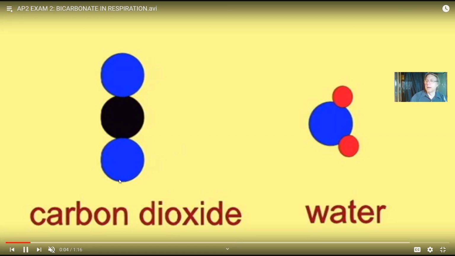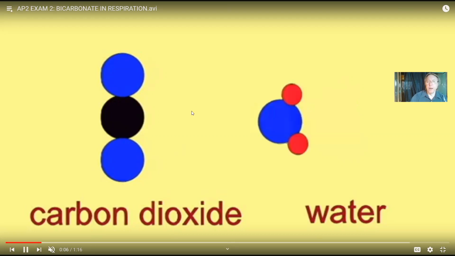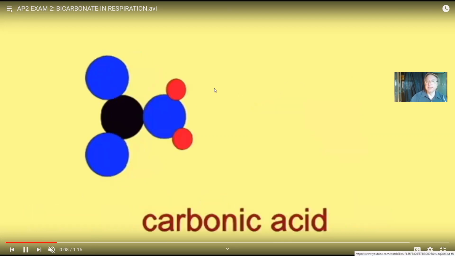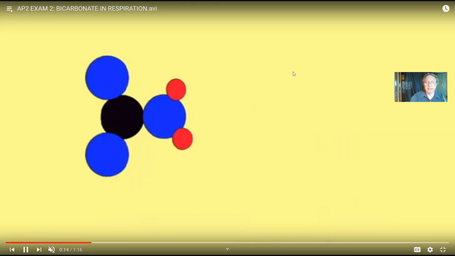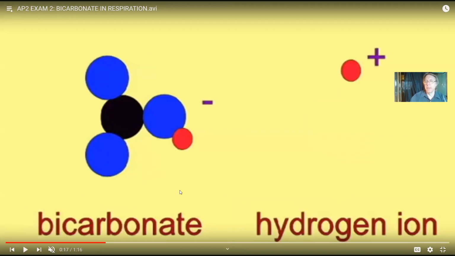Water and carbon dioxide can interact to form carbonic acid, and then carbonic acid dissociates. We know it does because that's what acids do. Just the fact that I said that was an acid, we knew that it would release a hydrogen ion, and what's left over afterwards is called bicarbonate.